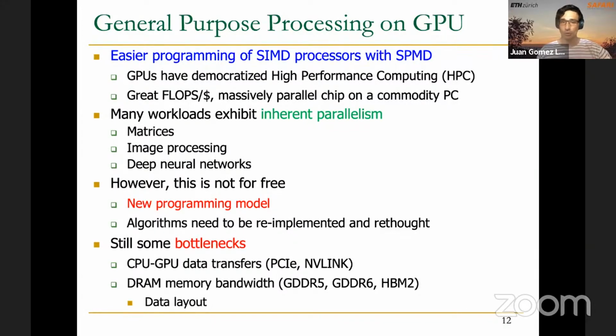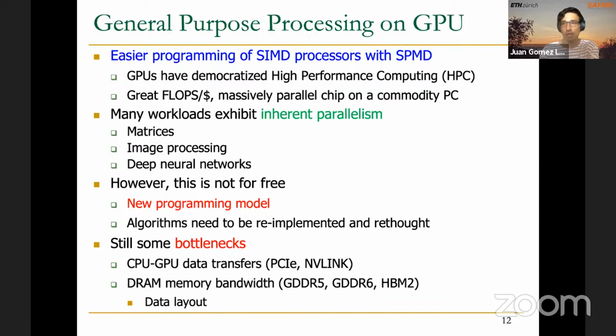We can talk for sure about the DRAM memory bandwidth, because even though we have GPUs with GDDR5 or GDDR6 memory, or even HBM2, which have greatly increased the amount of bandwidth available, the GPU cores keep being faster than the access to data. So we still have that problem.